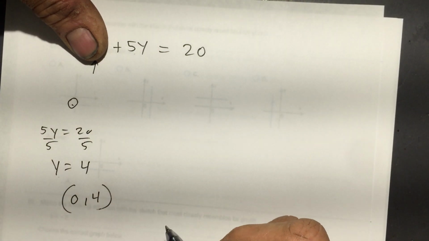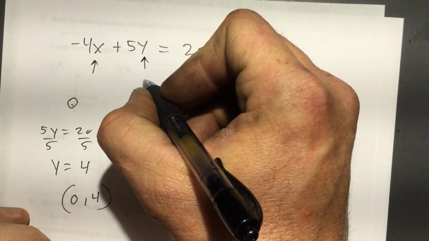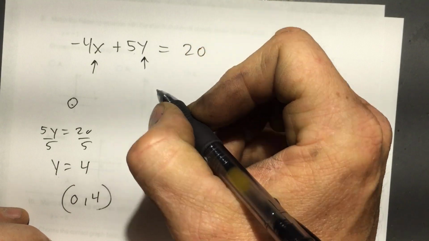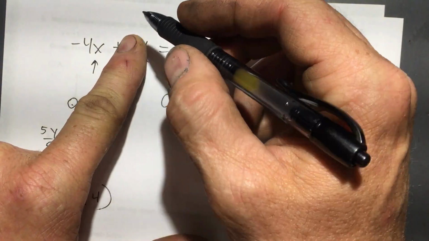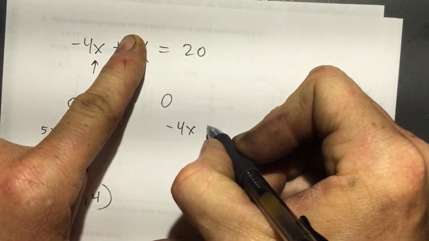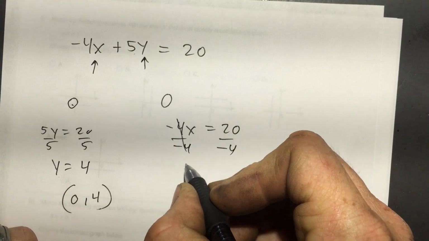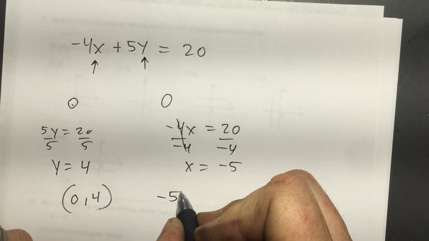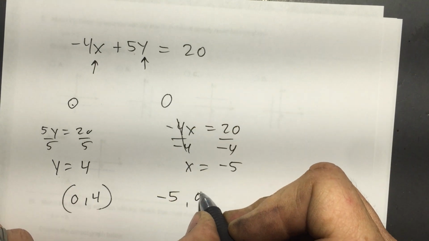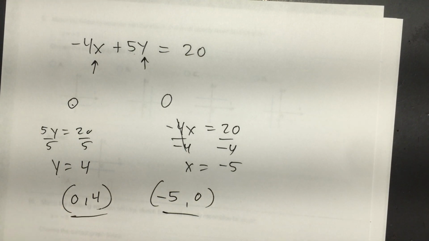is one ordered pair. Okay, now if I put 0 in for y, that means this would go away, and so I would have negative 4x equals 20. So I divide by negative 4. That means x would have to be negative 5. So I would have negative 5 as my x, and then 0 would be my y. And that gives me these 2 points right here. And those are the 2 points I would use to graph this.